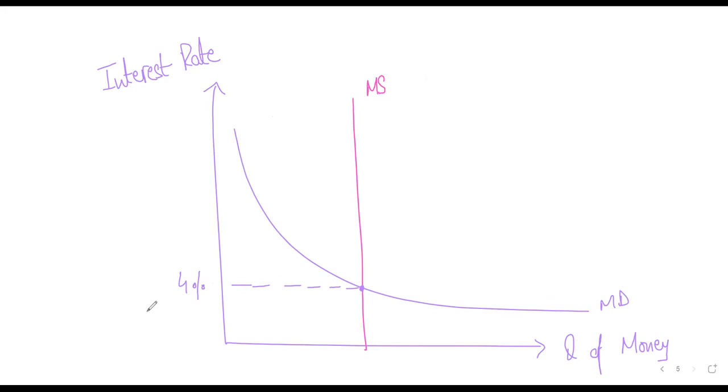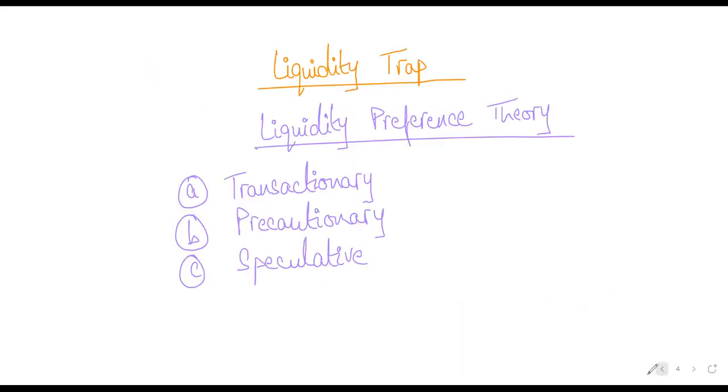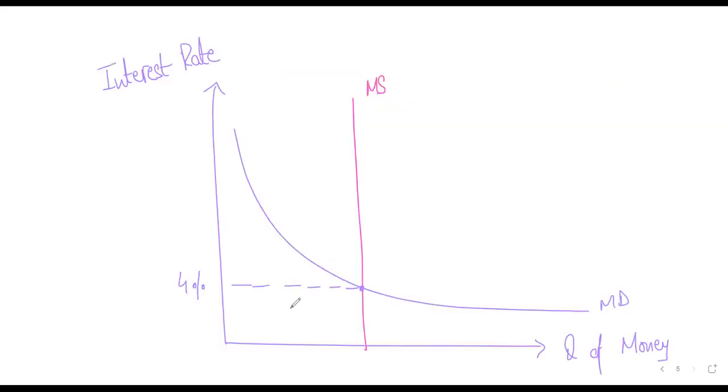Now, what is the concept? Up till now, whatever we have discussed was liquidity preference theory. So this has nothing to do with liquidity trap. Up till now, whatever I explained to you is liquidity preference theory that we had already discussed in our class. Now, moving forward with the concept of liquidity trap. Now, what is liquidity trap?